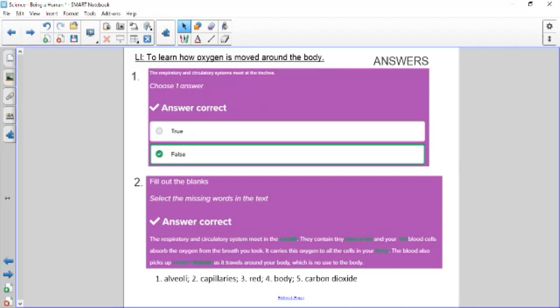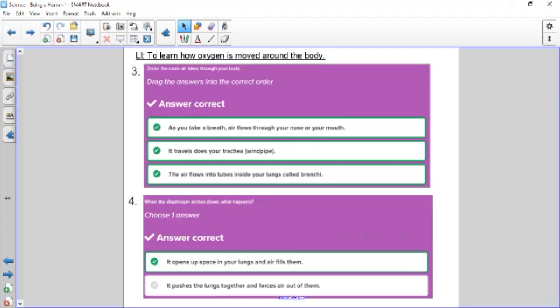The respiratory and circulatory systems meet in the alveoli. They contain tiny capillaries, and your red blood cells absorb the oxygen from the breath you took. It carries this oxygen to all the cells in your body. The blood also picks up carbon dioxide as it travels around your body, which is no use to the body. So let's go next. Question 3.